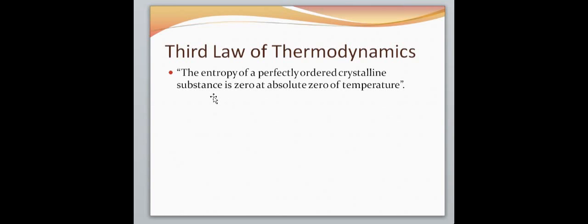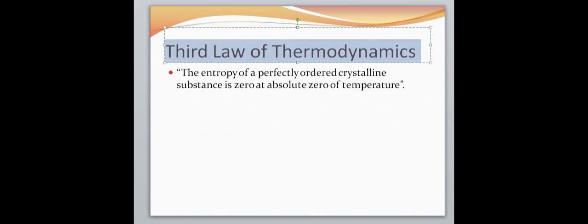Now, what does this mean? Remember, what is entropy? Entropy is the disorderliness, the randomness of a system. But if the substance is completely perfect, so there is no disorder in it, there are no changes happening, then obviously the entropy will be zero. It won't be negative, it won't be positive, but it will be zero at absolute zero of temperature. That's what the third law of thermodynamics states.